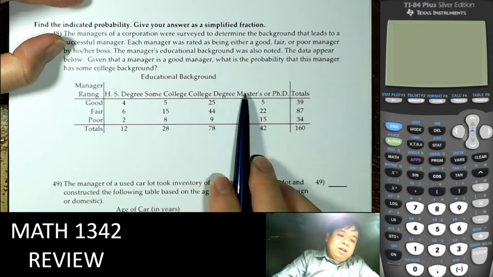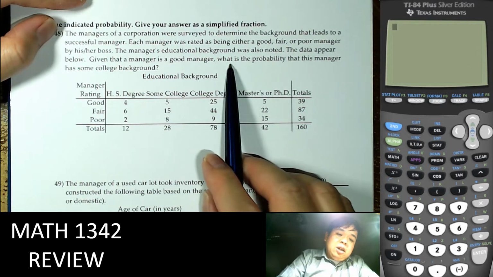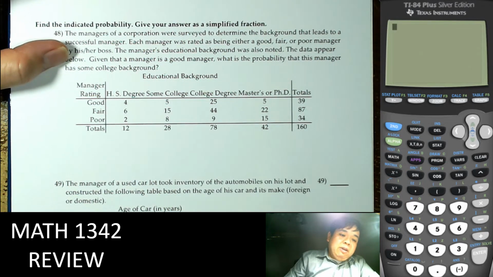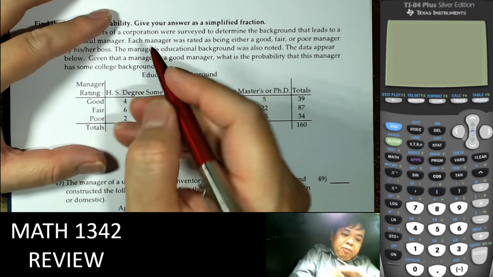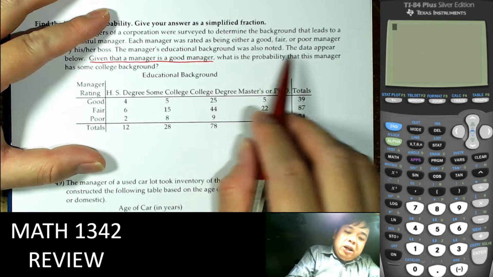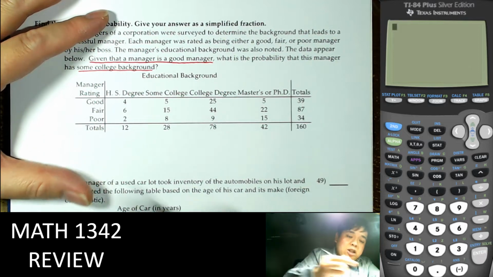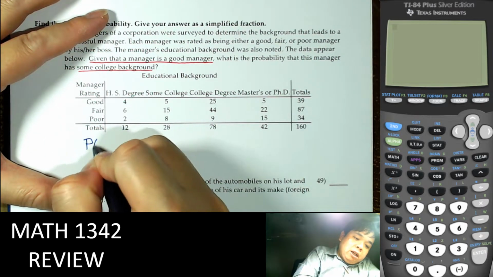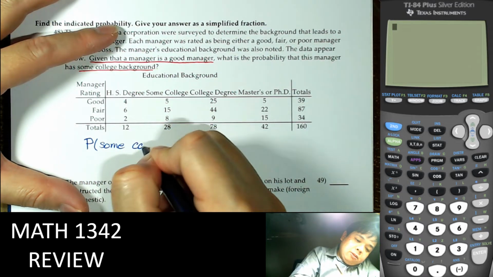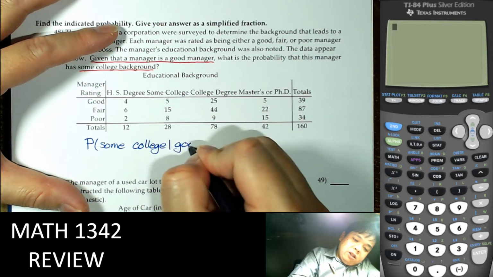On this problem, we are given data or survey as below. The question is, what is the probability that this manager has some college background, given that the manager is a good manager? So first, this is a given. It's a good manager. What is the probability that this manager has some college background? So if we write this out as a probability, it will be the probability of some college background given that it is a good manager.